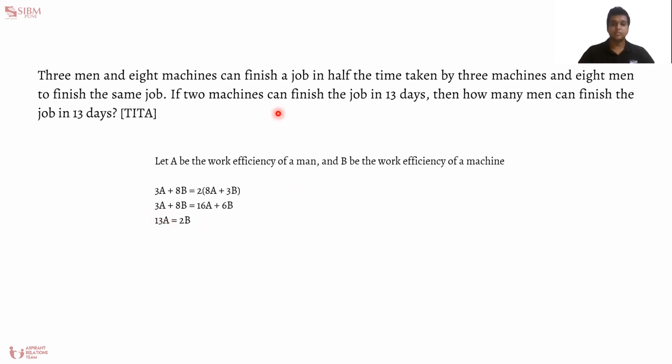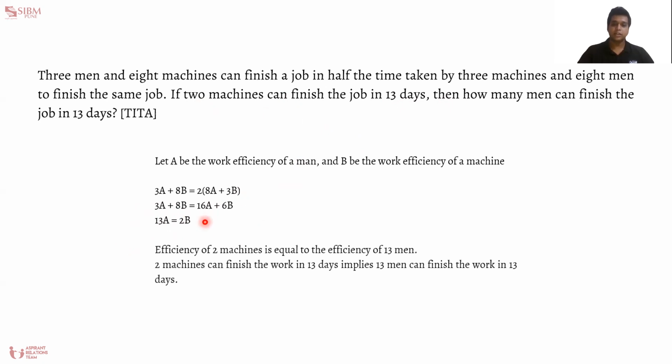Now let's see the question. It says 2 machines can finish the job in 13 days. So if we apply this to this equation, we know that 13 men can complete the same job in 13 days, which is exactly what they've asked. How many men can finish the job in 13 days? The answer is 13. So let's move ahead to the next question.